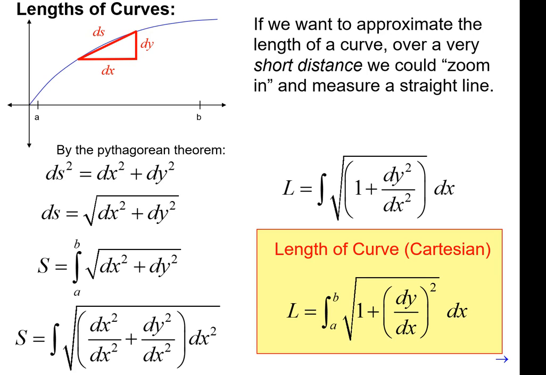So the length of a curve, and it says Cartesian because later on we're going to talk about parametric later in the course, which is another form, but when we're working with regular old XY coordinate system, the length from point A to point B is given by the square root of 1 plus the derivative dy dx of the function squared with respect to x.